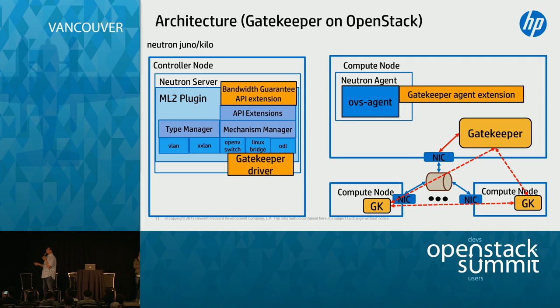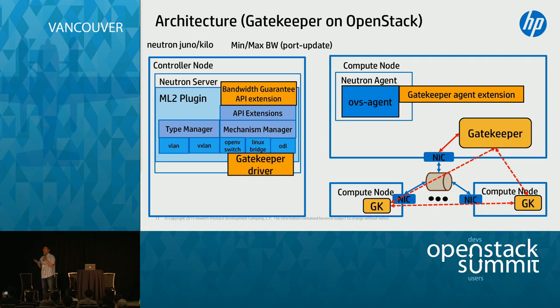And also, we need agent extensions, which can take the information from the control part, and then pass that information to the Gatekeeper. For example, when a user sets the minimum and maximum bandwidth for each port or tenant, we have extended the port update APIs, which already exist in the Neutron APIs, by adding two more attributes, minimum and maximum bandwidth. And then it can pass to the Gatekeeper mechanism driver. The Gatekeeper mechanism driver passes this information to the Gatekeeper agent extensions. After taking these values from the mechanism driver, it passes these values to the Gatekeeper. After getting the given bandwidth guarantee, Gatekeeper tries to provide the bandwidth guarantee. Okay.